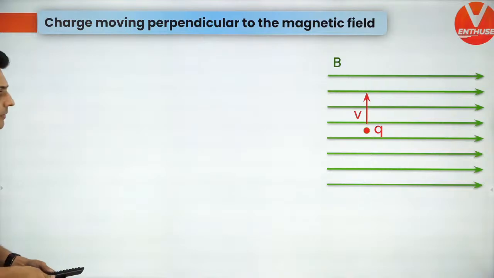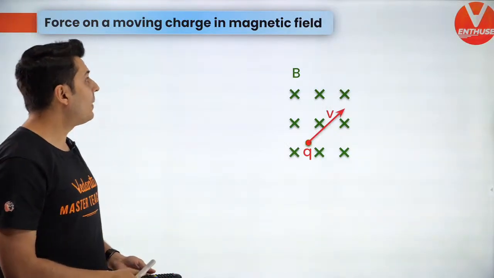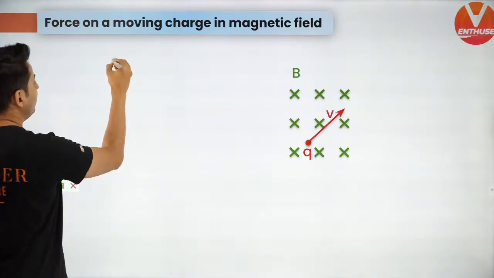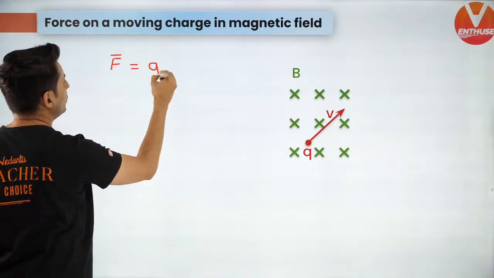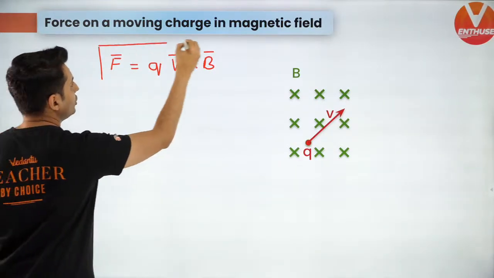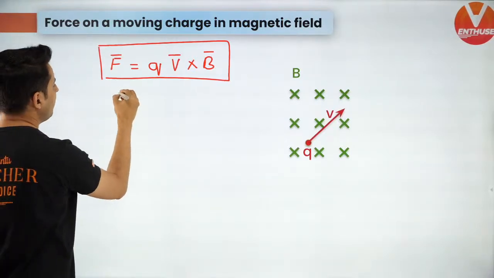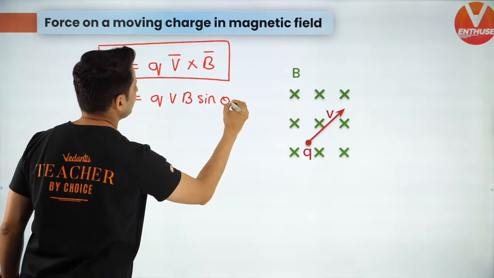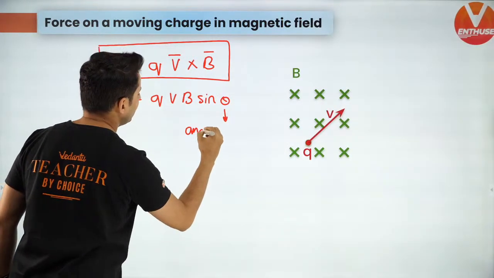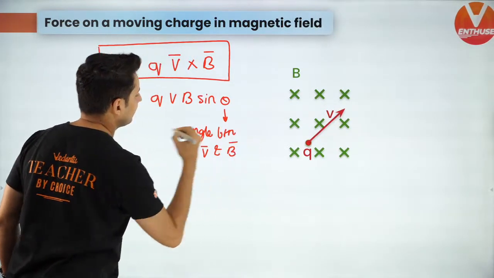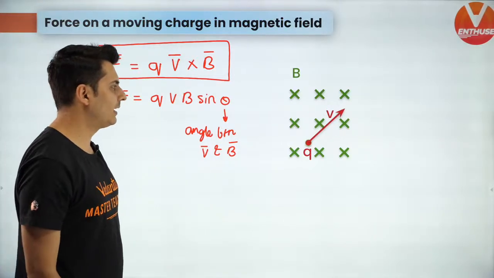Very, very important stuff. Now, what is the magnitude of this force? So guys, the force is given by Q V cross B. This is a cross product, so you should remember this formula. And magnitude wise, it is Q V B sine theta. What is theta? Theta is the angle between velocity and magnetic field.